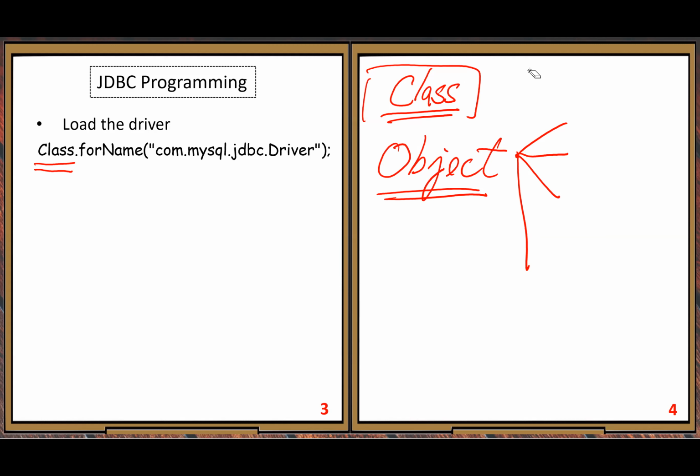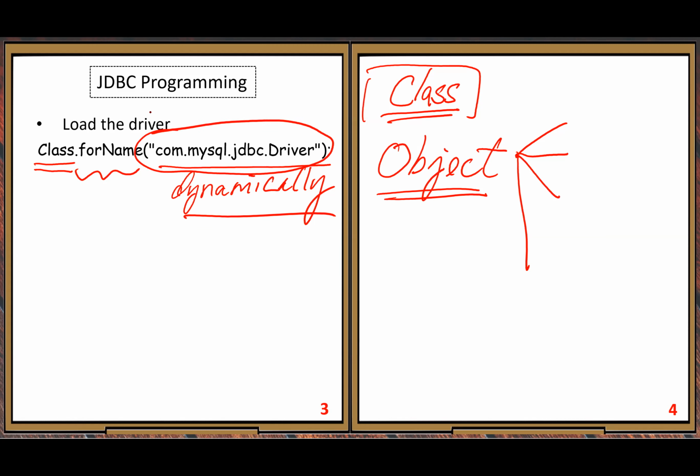So here we use this Class dot forName to load our driver dynamically. Dynamic class loading. This line means dynamic class loading, because in your program, anywhere you can load some class. If you know the class name, you can load it anywhere. That's why it is called dynamic class loading.